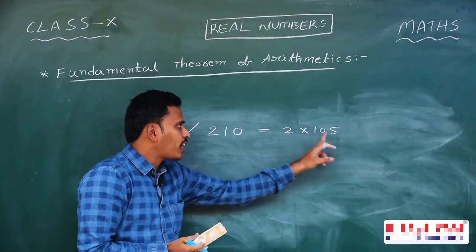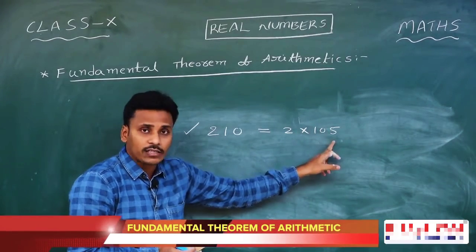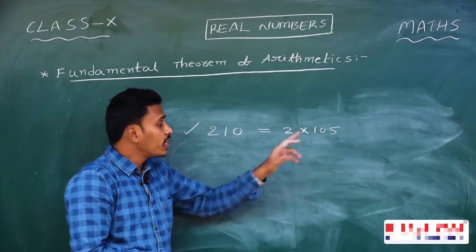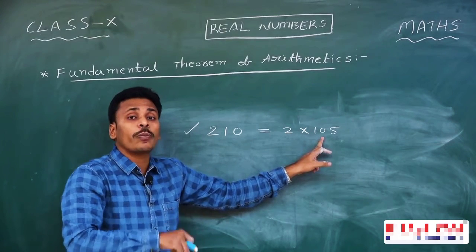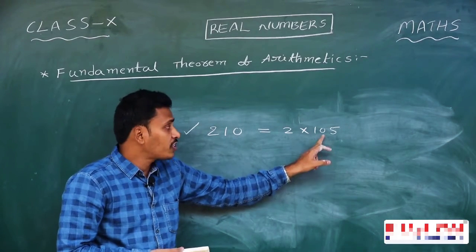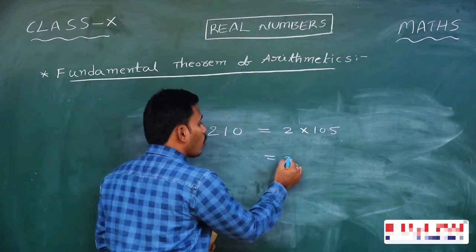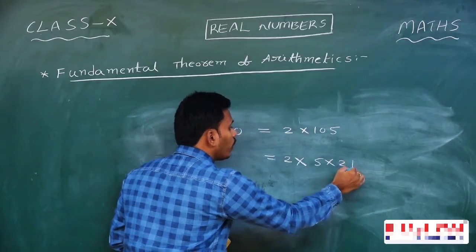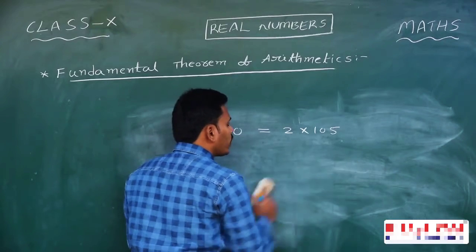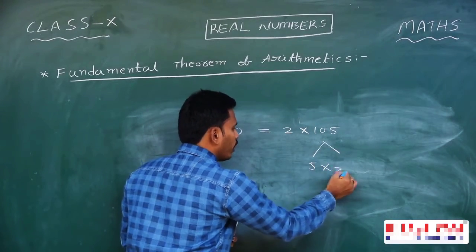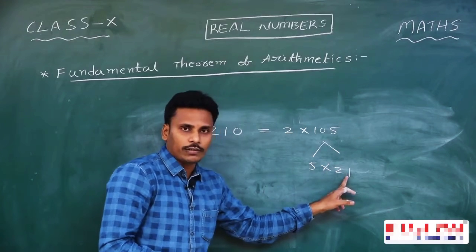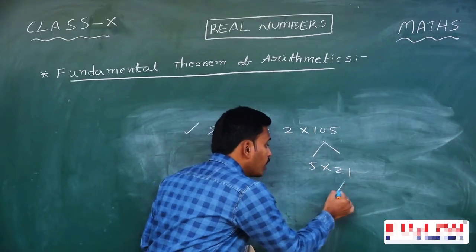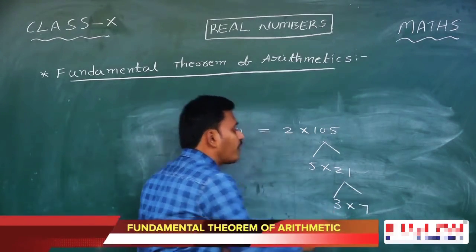Look at the factors 2 and 105. 2 is a prime, but 105 is not a prime. 105 is a composite. Since it is composite, you have a chance to split it up further. Then you can write this 105 as 5 into 21. Now look at the factors 5 and 21. Again you have a composite number here, 21. Split up further. You can write this 21 as 3 into 7.